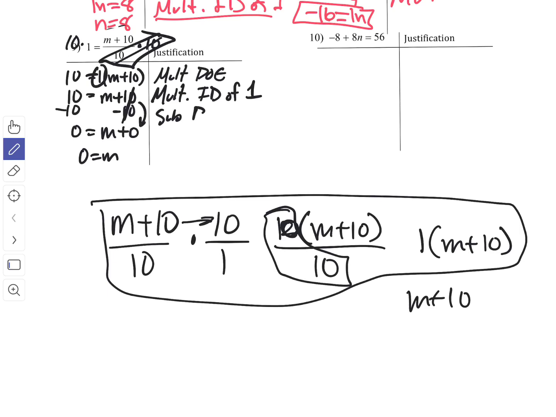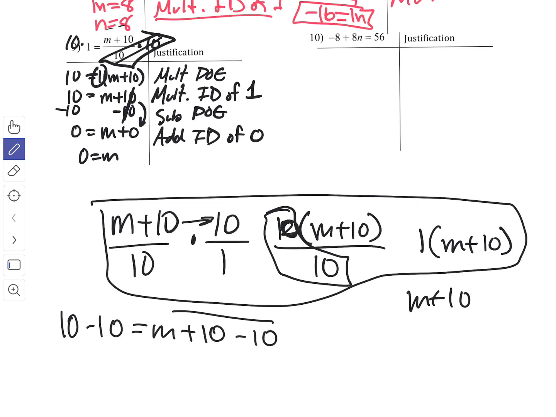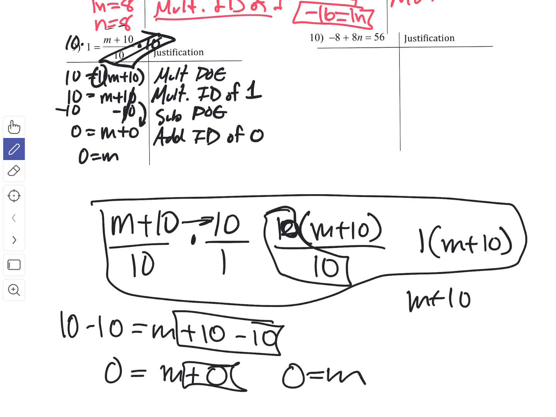Okay? I'm going to put subtraction property of equality and additive identity of 0. Because really what's happening, right, is we're going 10 minus 10 equals m plus 10 minus 10. Well, these become 0, right? 10 minus 10 is also 0 in this case. But adding 0 we know does nothing, so we end up with 0 equals m.